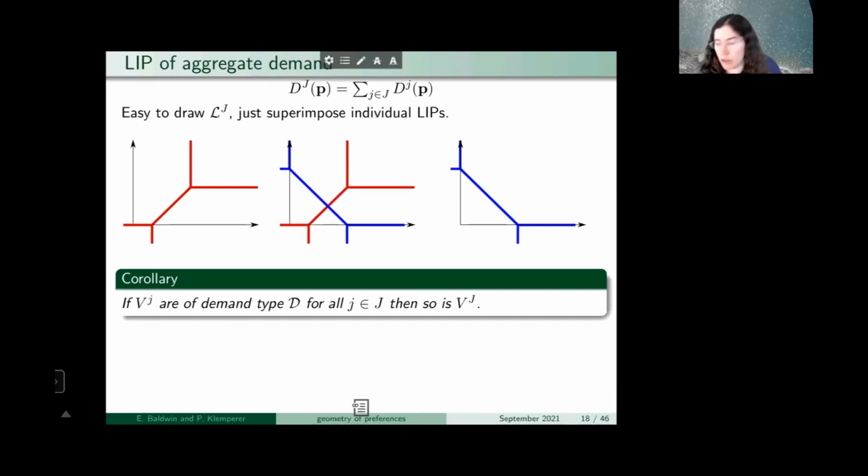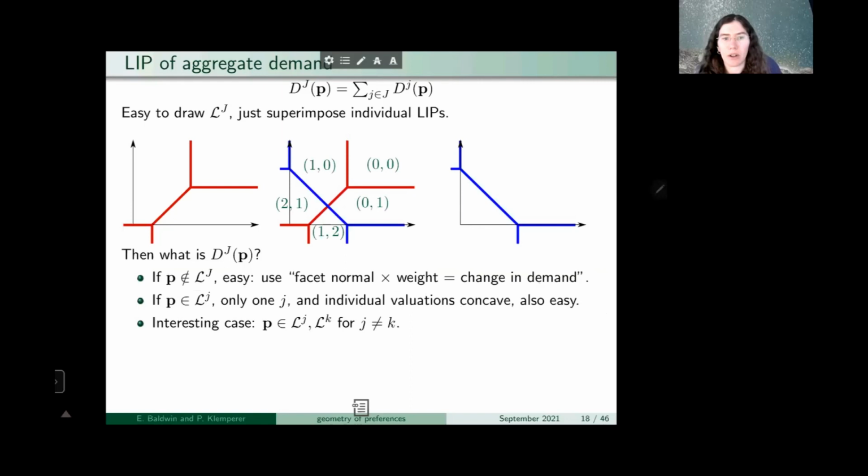How about those demand sets, though? That was what I wanted to know about. What is the aggregate demand set at a price? So for those prices that aren't on the aggregate lip, it's easy. We can start with presumably sufficiently high prices giving demand of zero, and then use facet normal times weight equals change in demand. And if a price is on the aggregate lip, but it's only on one of the individual lips, and if we've assumed that the individual valuations are concave, then that's also easy because it's just the convex hull of what's demanded nearby.